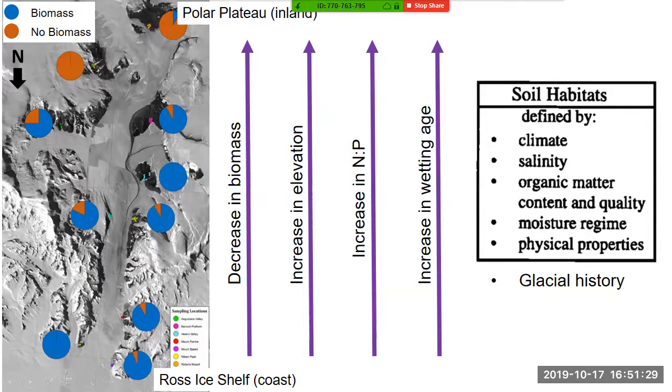So thinking about these better habitat suitability models, we can start to look at these more specific parameters. To find a suitable habitat, we should maybe look at soils that are lower in elevation, have a lower N/P ratio, and have been wetted more recently.